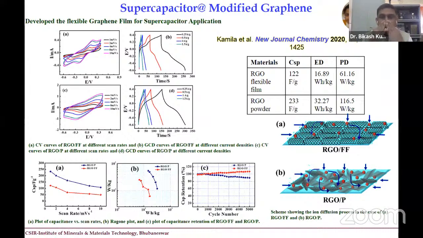In the case of the film, when you prepare a film the layers restack again, which hinders the accessibility or diffusion of ions. But in powder form, the graphene sheets are randomly oriented, so space remains in between the graphene layers and the diffusion process is very high. That's why in the case of powder we get 233. Both the film and the powder have applications in their own fields. The film can be applied in the development of flexible and wearable devices.